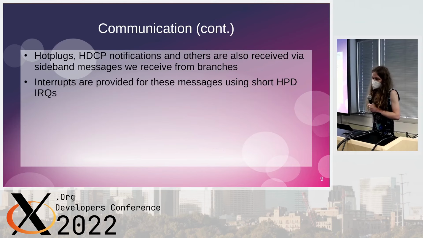As well, for communication that comes to us, like hot plugs and HTTP notifications, those are also done via sideband messages, and we have a set of interrupts known as the ESI, and basically you use the ESI in order to clear interrupts, and the actual interrupts are sent via short hot plug detection IRQs.